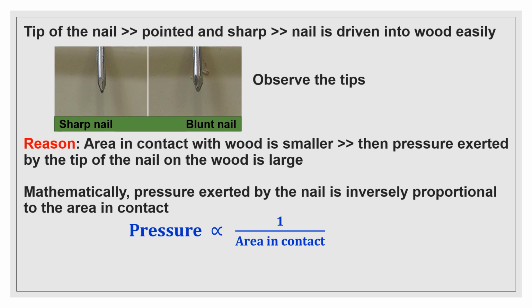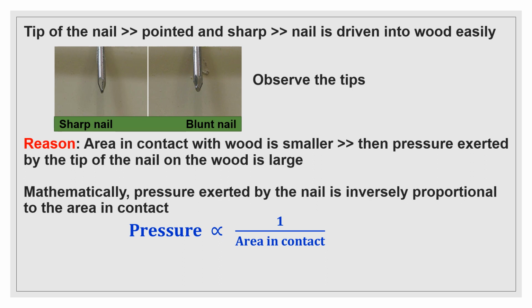Now let us observe the tips of the two nails that have been shown. On the left hand side, we can see that it is a sharp nail. The tip of the nail is pointed and sharp. So this nail is driven into the wood easily. What is the reason for that? You can see that the area in contact with the wood is smaller. Then the pressure exerted by the tip of the nail on the wood is large.